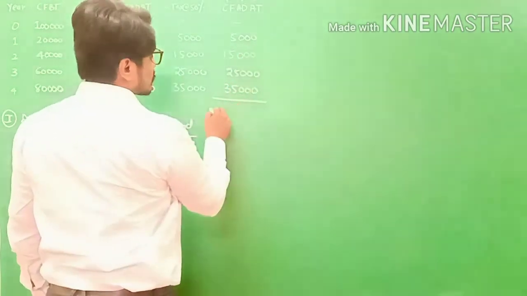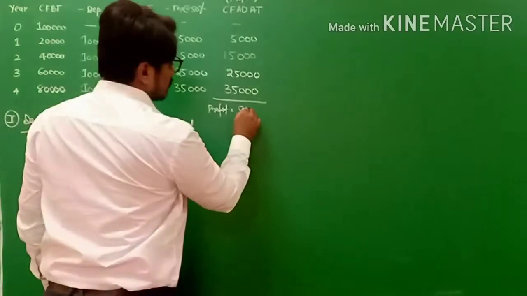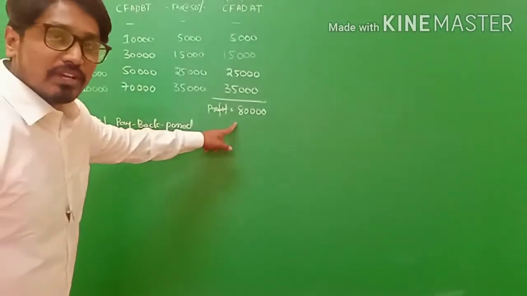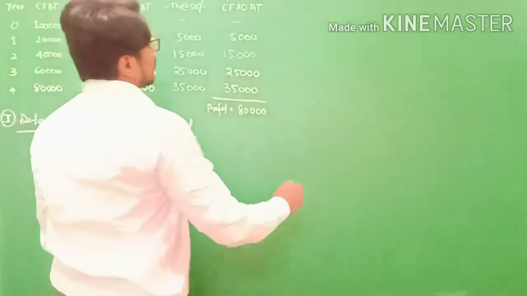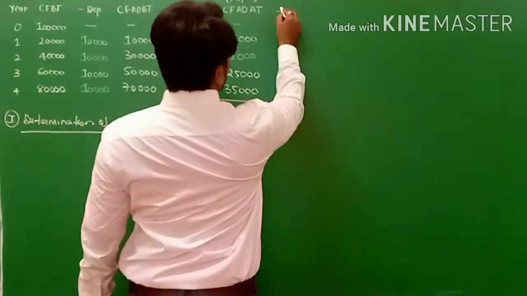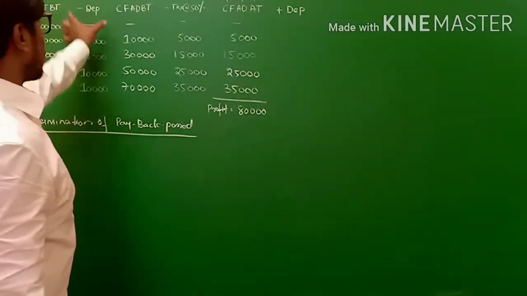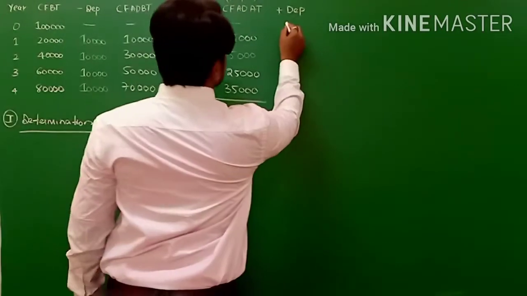60 plus 20 equals 80,000, so profit equals 80,000. This is nothing but the profit of the organization, my friends. Again, to find out CFAT, you have to add the depreciation. You have deducted it earlier, but the same depreciation must be added back.